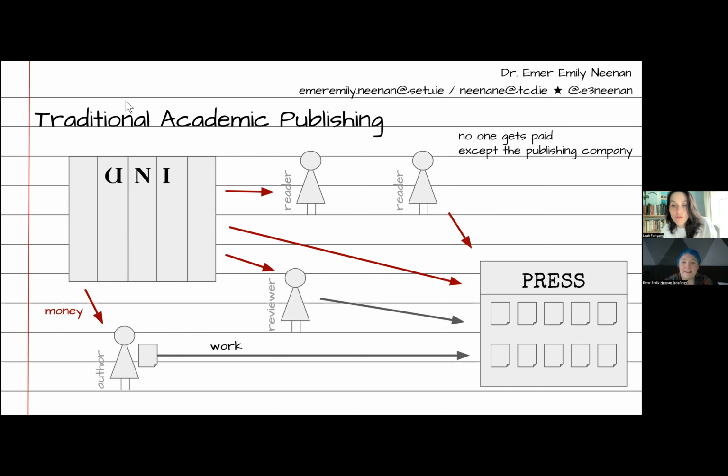In this system, the author down in the corner produces a piece of work and submits it to an academic press. The academic press then publishes the work, and the universities, research institutions, and individual readers pay to access that piece of work. The piece of work is peer-reviewed.